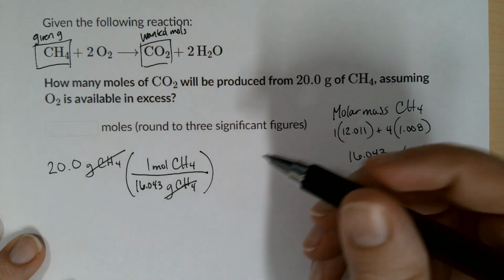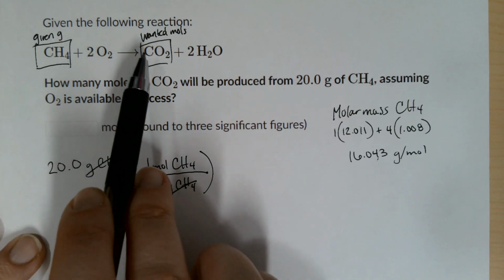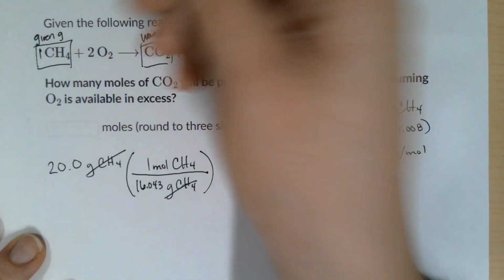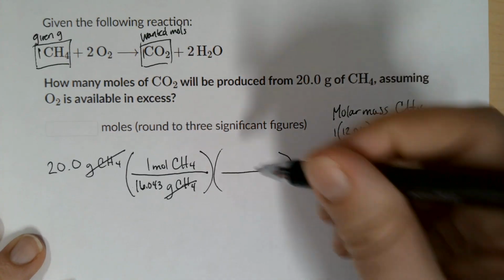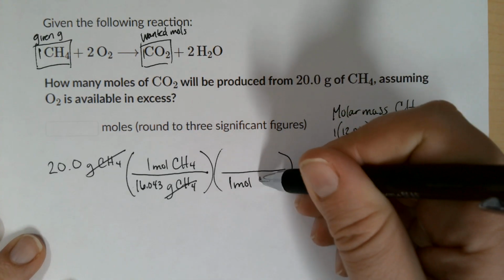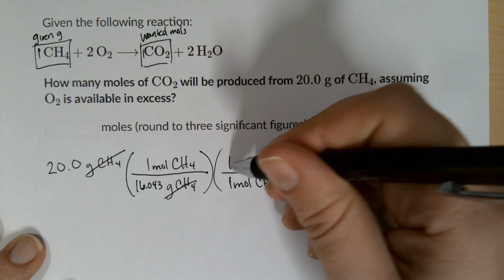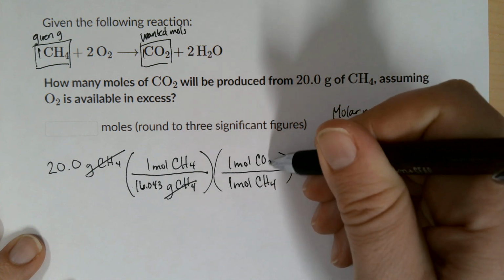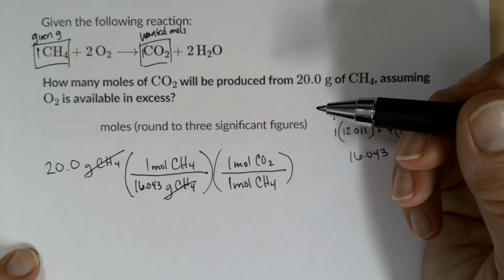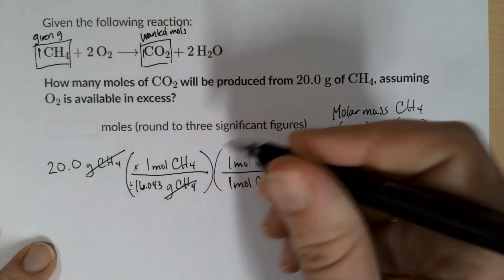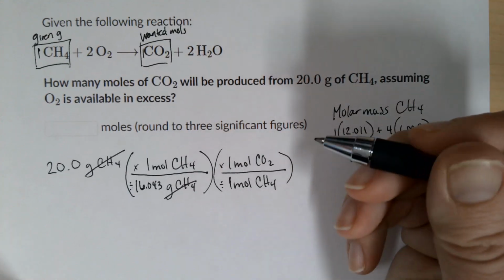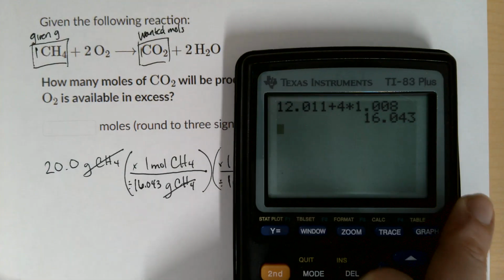Grams cancel. Now let's convert moles of CH4 to moles of CO2. The coefficients here are 1 and 1 again. So it's 1 mole of CH4 will produce 1 mole of CO2. It's a 1-to-1 ratio. So 20 times 1 divided by 16 times 1 divided by 1. And we'll get our answer.